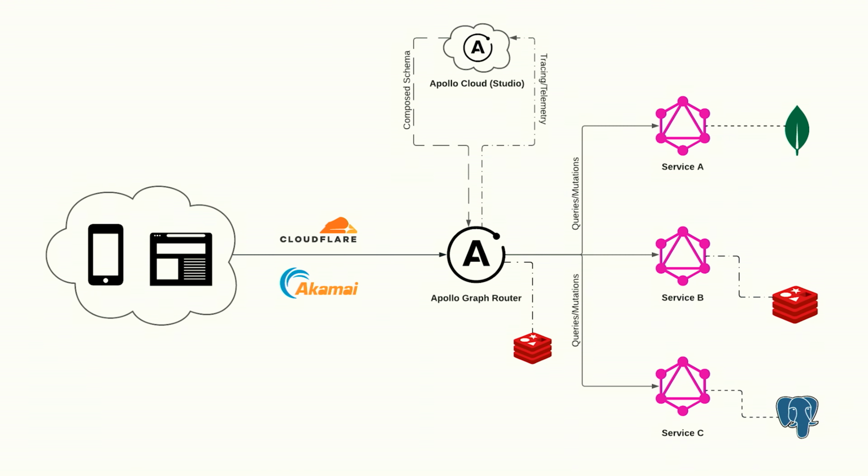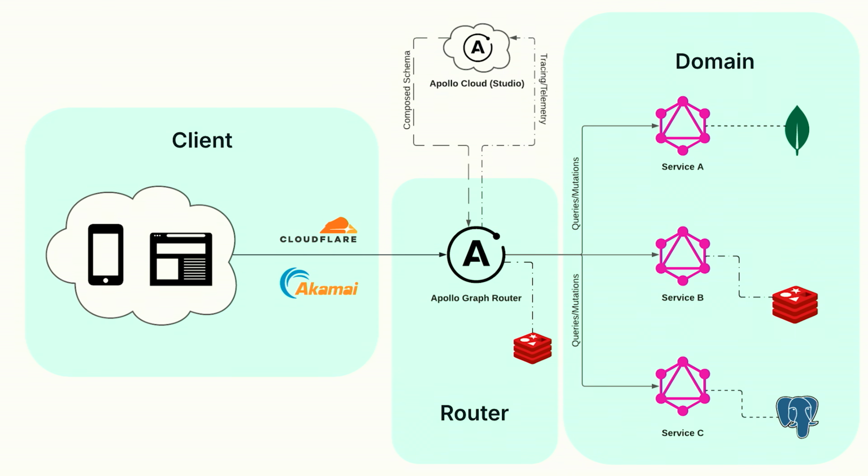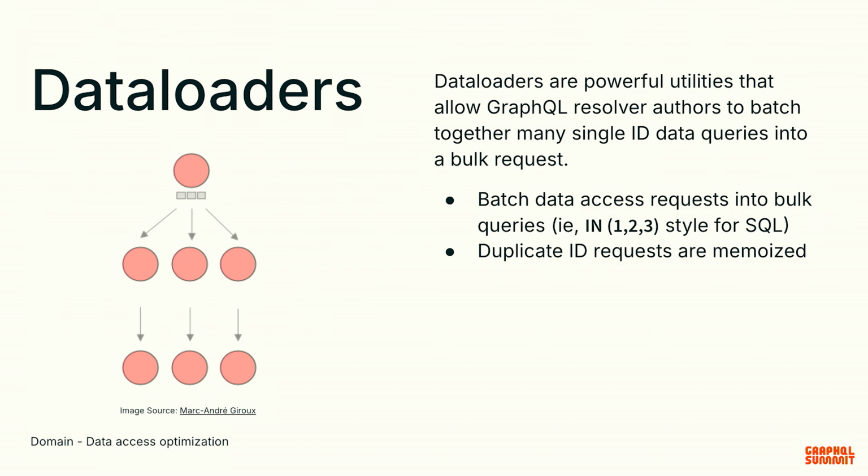I'm going to break up this entire graph into a couple of key sections: the domain or the data layer, the router layer, and the client layer. So let's start at the data.